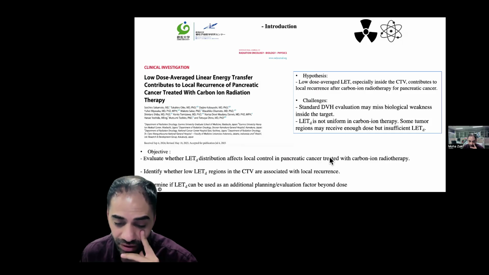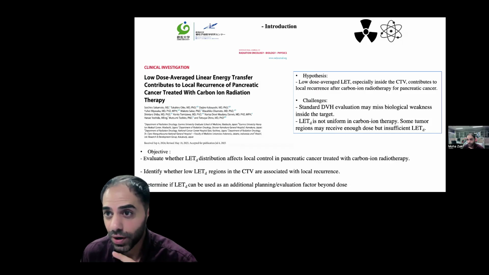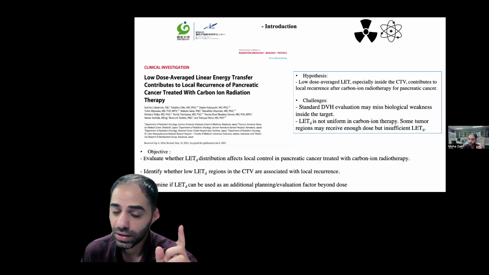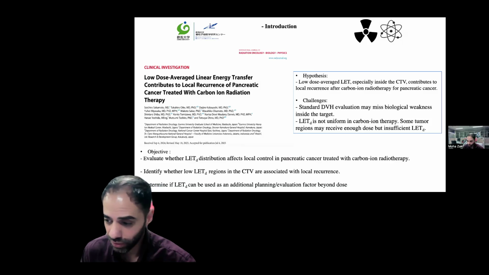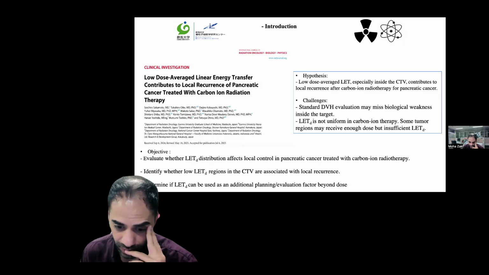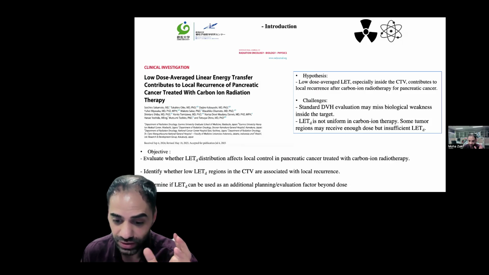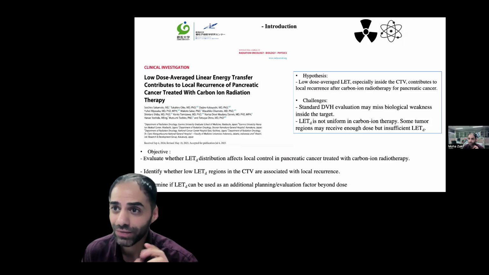The second challenge is that dose average LET is not uniform in carbon ion therapy. Dose average LET changes along the path. And some tumor region might receive enough dose, but not sufficient dose average LET.